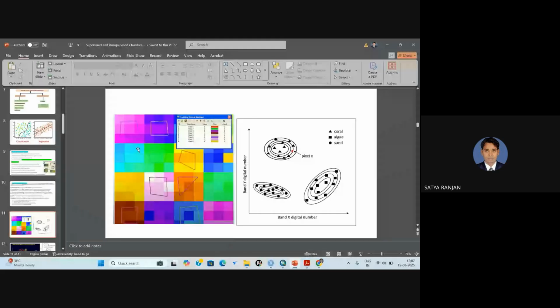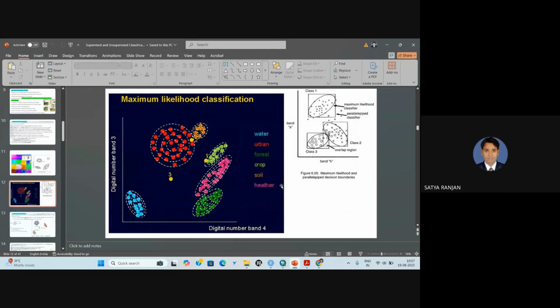Different corals, algae and sands are segmented differently, shown here in 2D form. So this is the maximum likelihood classification. These features are demarcated and separated based on the pixel values. Based on these, all the different features are classified.